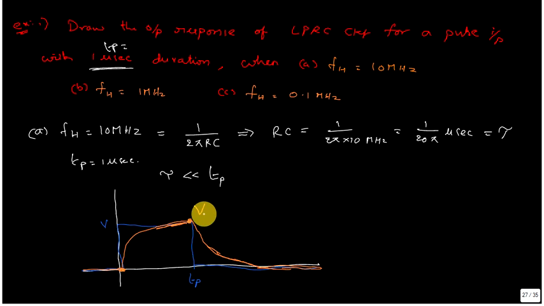So we need to calculate the value of Vp. Vp is directly equal to V, because the capacitor is reaching the final value, so Vp will be equal to V volts. Okay, now we will go for the second case.